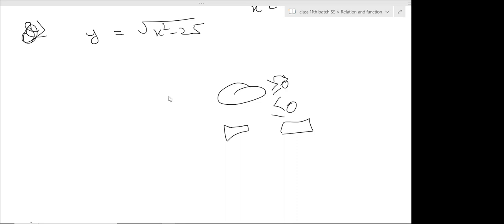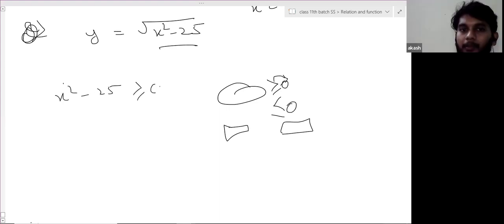And now, have you solved this? Yes, sir. I also sent the answer in the chat. Right. Let's see. X square minus 25 should be greater than or equal to 0. This is what we want.